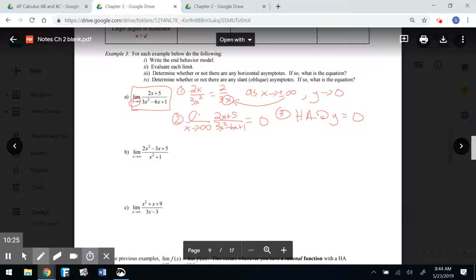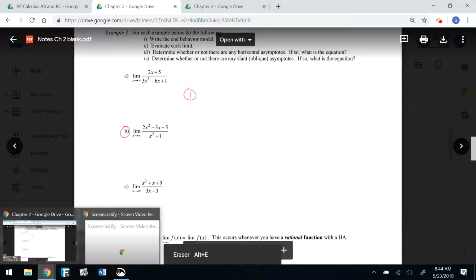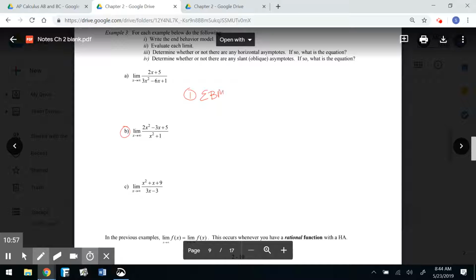And then step 4, determine if there's a slant asymptote. That obviously doesn't apply to this question. Why couldn't it apply? Well, we just verified that this one has a horizontal asymptote and not a slant asymptote. All right, let's keep this train moving. Step 1, we'll do B here. And a good idea right now is to hit pause. If you think you have a good understanding, hit pause, see if you can do it on your own, and see if we end up with the same exact answer. If you do that, you're going to end up doing really well this year in this course.